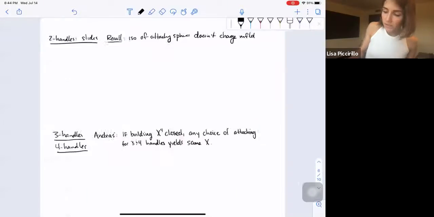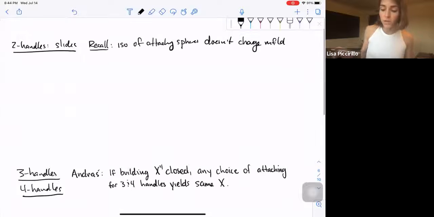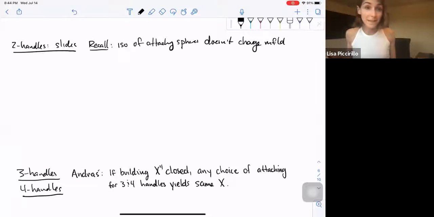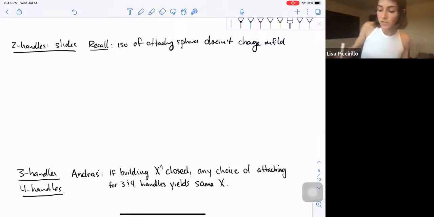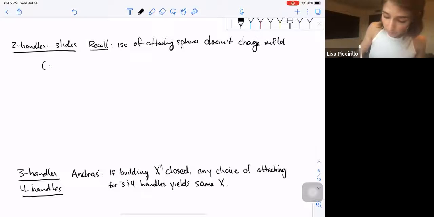So there's one more thing I want to tell you about two handles, which is that we can slide them over each other. Let me say what that means. But to do that, let me first remind you of the principal tenet of handle slides, which is this fact that you already know, that was assigned as an exercise, that doing an isotopy of your attaching spheres doesn't change your manifold. So this is going to seem really pedantic, but bear with me.